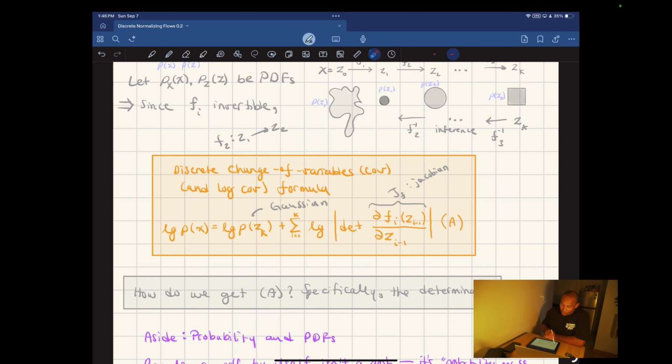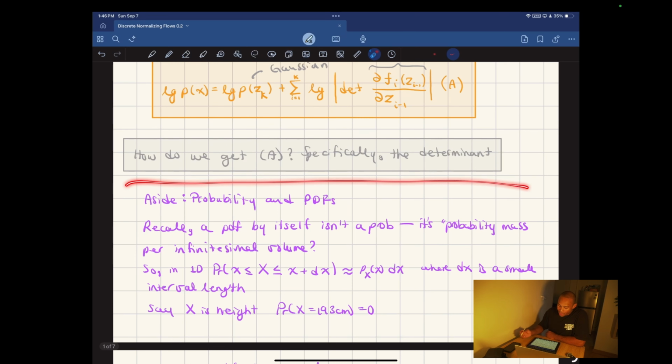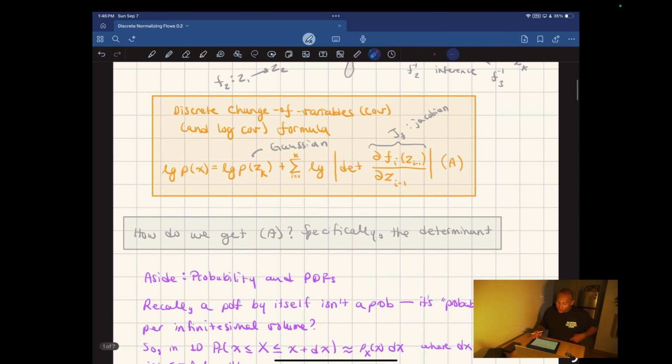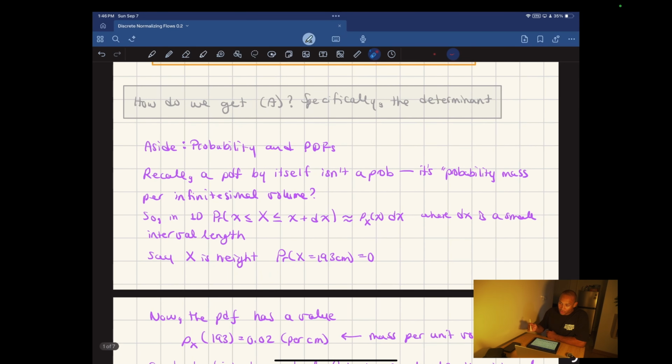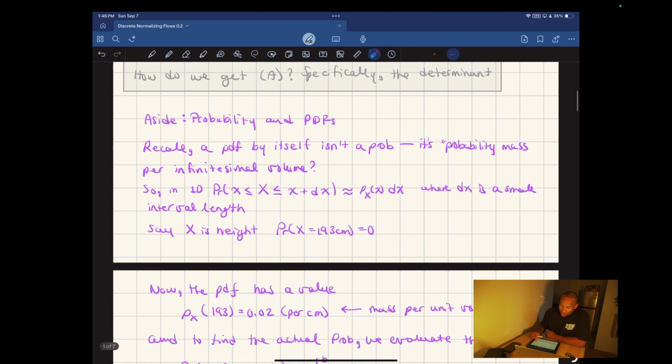And so basically what I'm going to do in this video is explain what this equation means. So, okay, how do we get that? Specifically, what does this determinant mean? What does the determinant of the Jacobian mean? The reason why I dove into this is because I wanted to get an intuition on what that means. So let's do a brief aside on probabilities and PDFs.